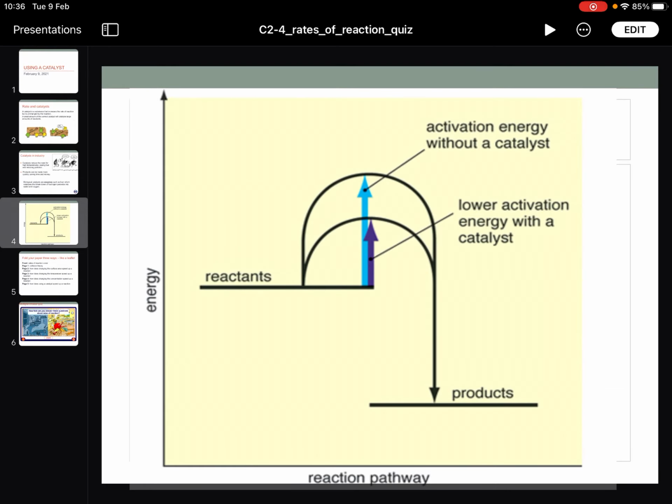So do you remember these diagrams? I think these were in C3, weren't they? When we looked at exothermic and endothermic reactions, do you remember? You've got an energy reaction pathway diagram. So the reactants, in order to get to the products, they have to go over that hump. And that hump is basically referred to as an activation energy. So they have to have extra energy in order to react. And you can see, if you look at the two different humps, the activation energy without a catalyst is much, much higher. The lower hump there is when you've got a catalyst involved, you need less activation energy.